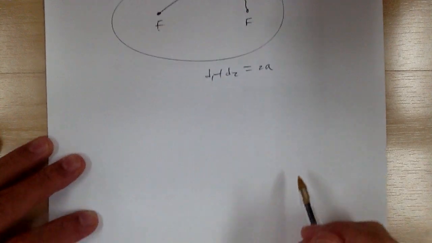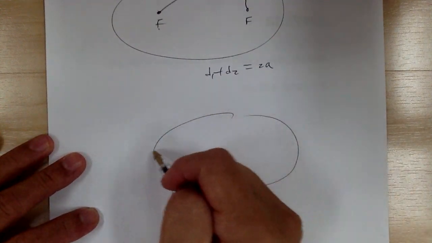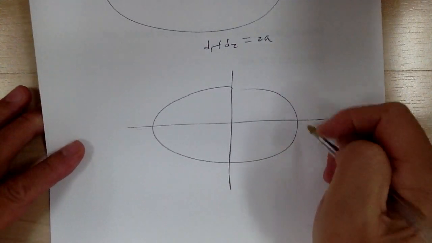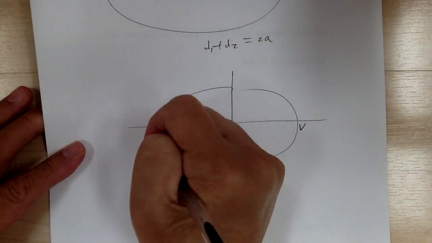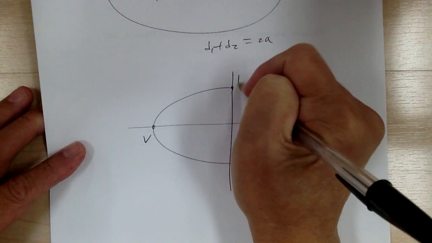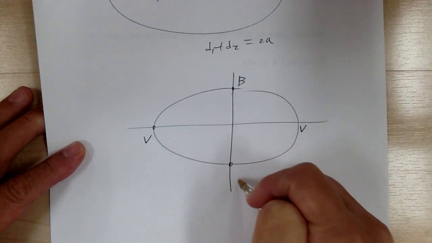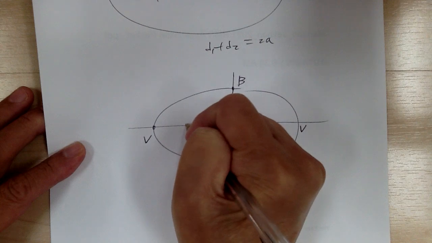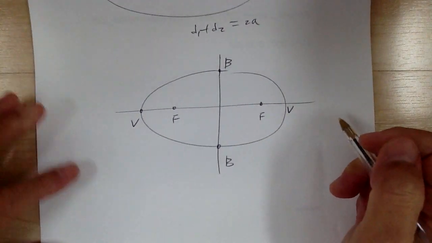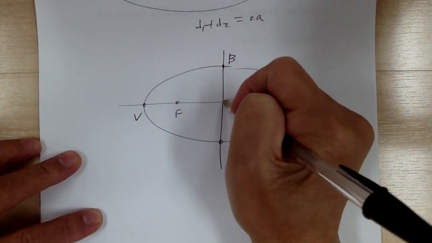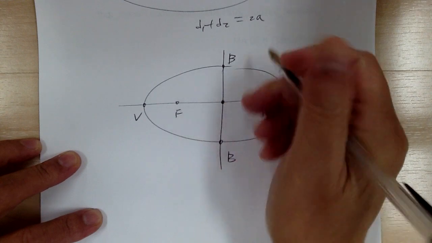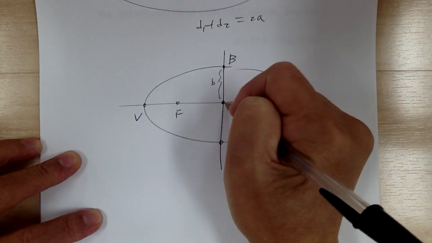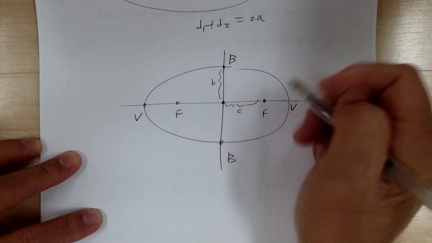Now also, when you have an ellipse, this is called a vertex for the major axis, and this is the b. This point is the b, and this point is the focus. This point is the focus. Okay, and this is the center. So this distance over here is a small b. This distance over here is the c.